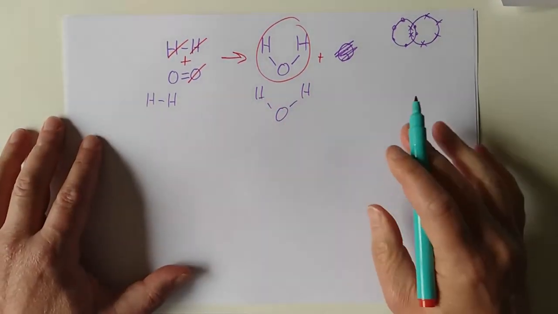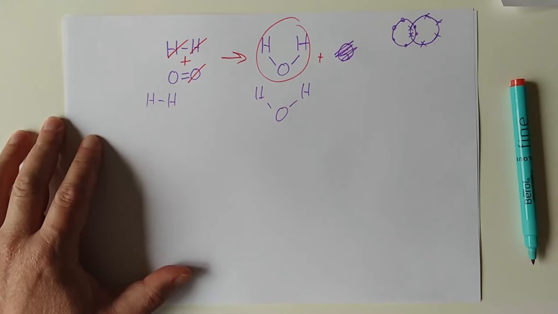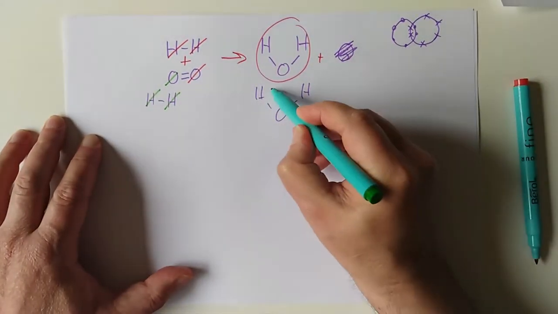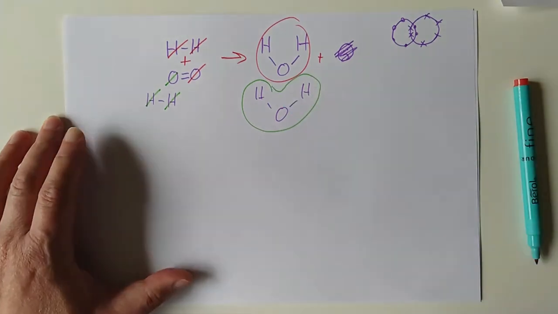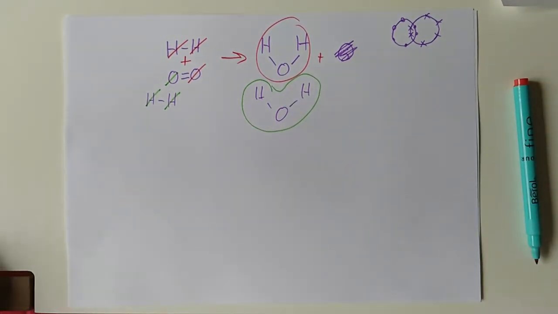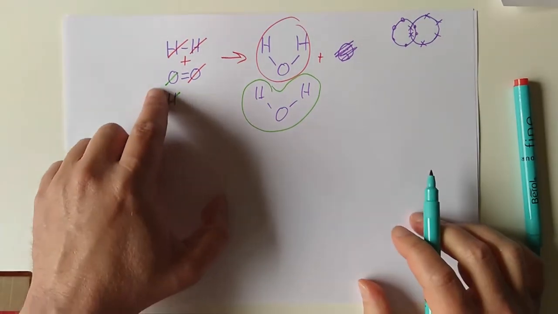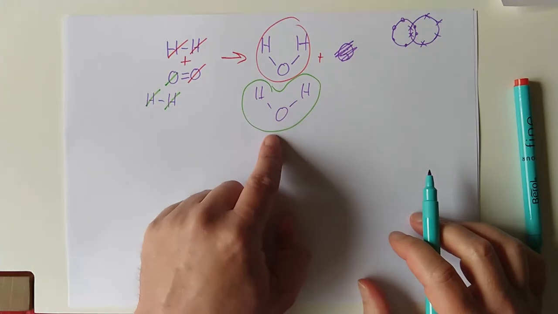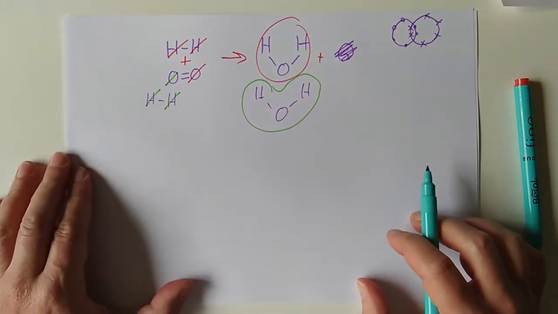So now if we effectively check what we've used up, as it were, this teams up with this and this to create this. Great. Now everything's used. So what did we actually need? We needed 2 molecules of hydrogen, 1 molecule of oxygen, and we produced 2 molecules of water.